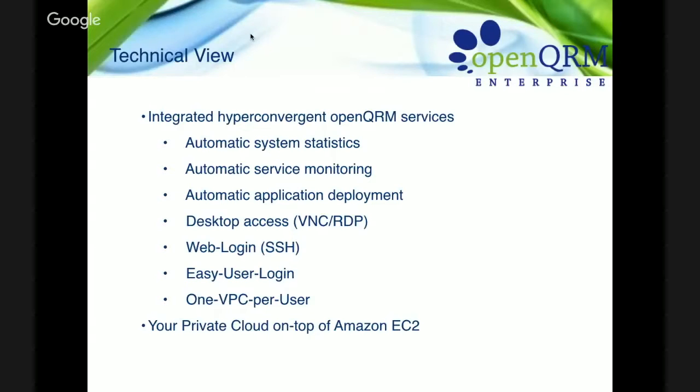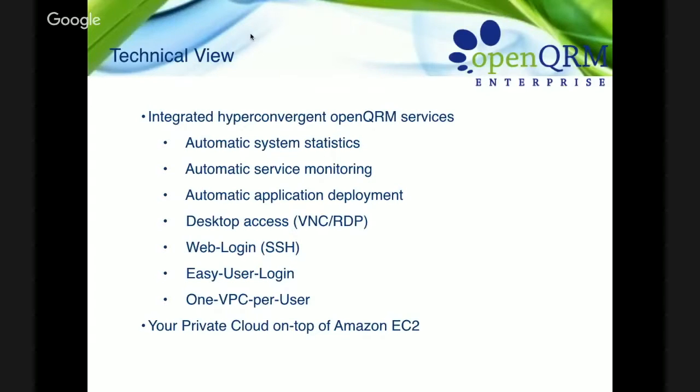That means different actions are generically available, integrated also for the Amazon EC2 Cloud, which are, for example, automatic system statistics with collectd. There's automatic service monitoring based on Nagios or Icinga. Application deployment is based on Puppet when this is a Linux instance, and a custom deployment mechanism for Windows application deployment. For desktop access, both Linux and Windows systems are available with a completely installed desktop in the openQRM Cloud.